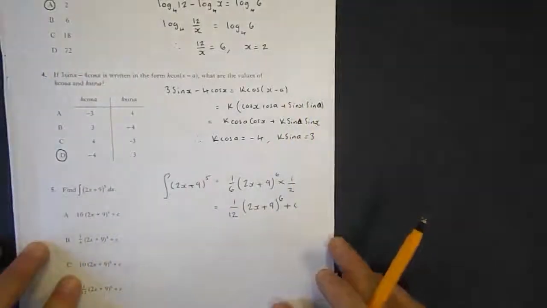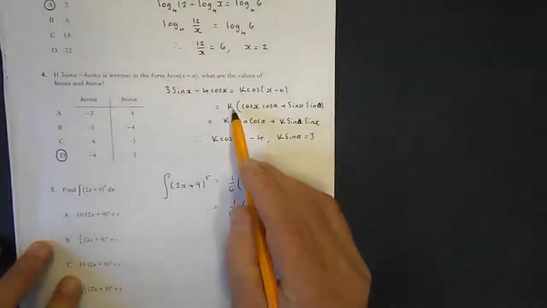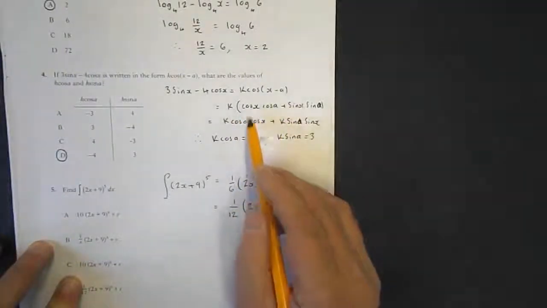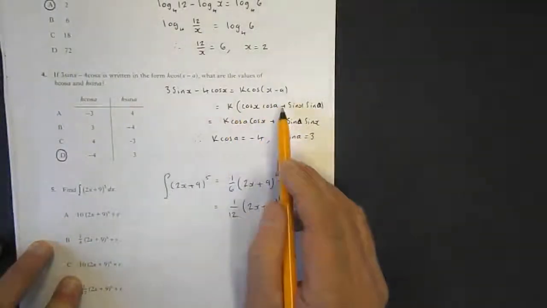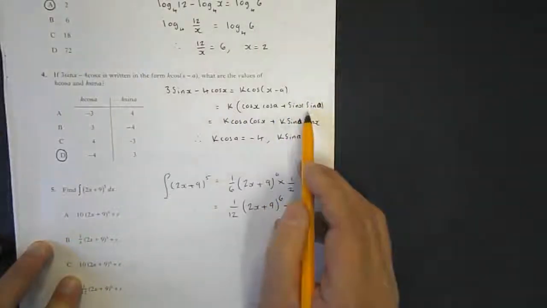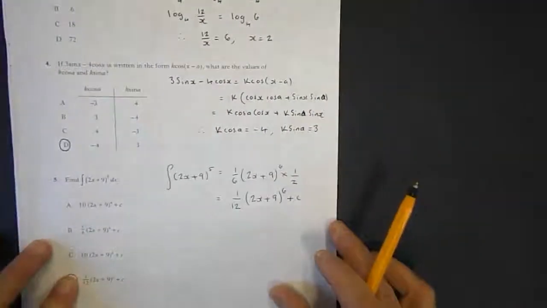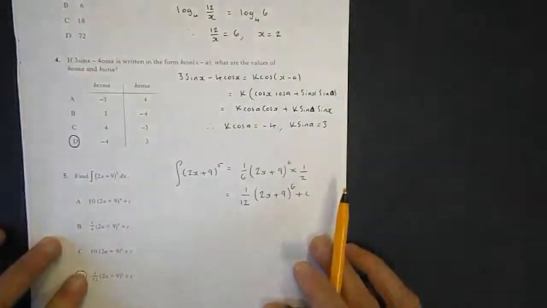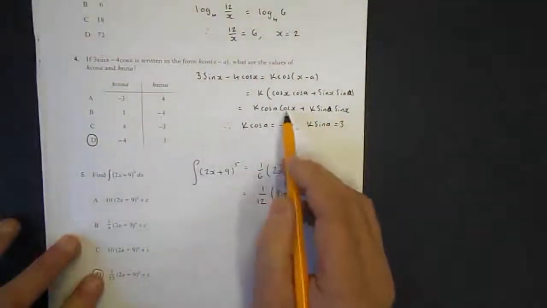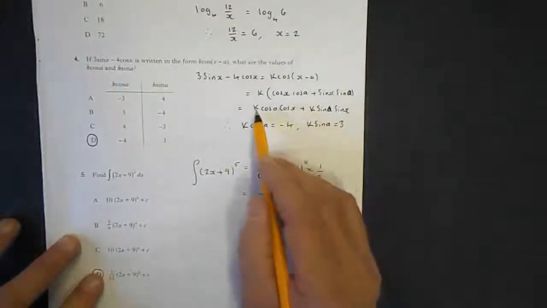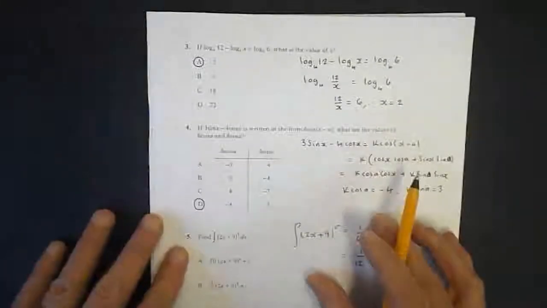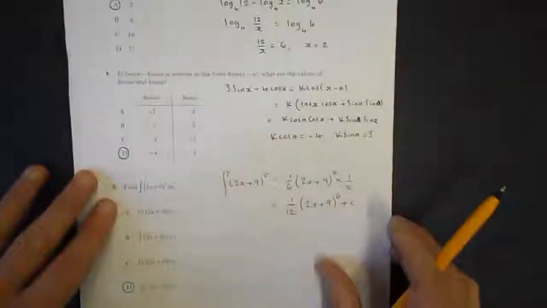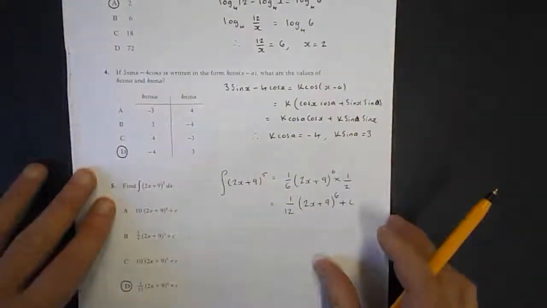You'd look at your formula list if you can remember that. Multiply them out and swap these two. k cos a cos x plus k sin a sin x. That's them swapped there. Now we just compare things. What's in front of cos x here? k cos a. What's in front of cos x over here? Minus 4. So k cos a has to be minus 4.